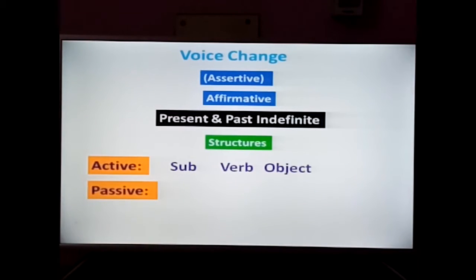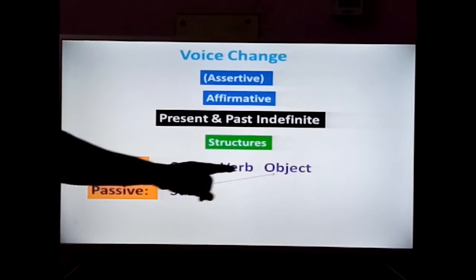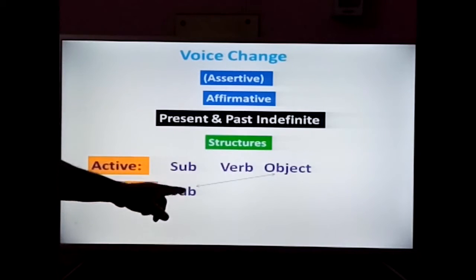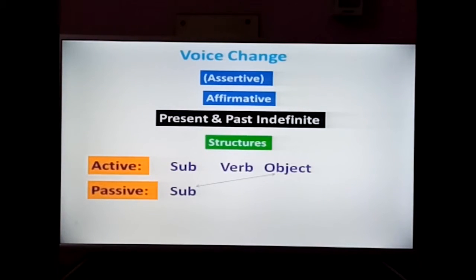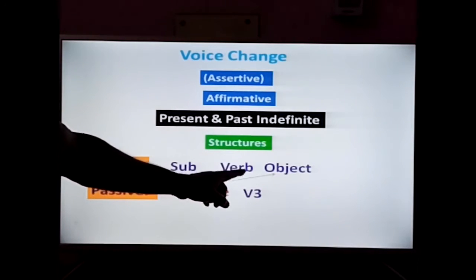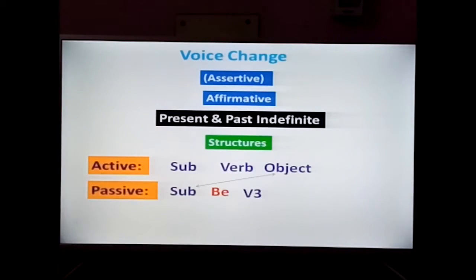The passive sentence must have a subject, which is always the object of the active sentence. Dear students, this is the first step you have to take to change any active sentence into passive. You have to use the object of the active voice as the subject of the passive sentence. After the subject of the passive sentence, you need a be verb in its right form, and after the be verb, the verb of the active voice is used in its past participle form in the passive voice.